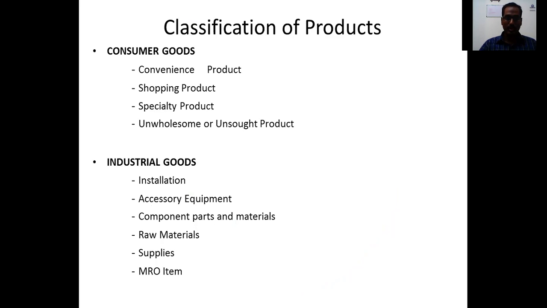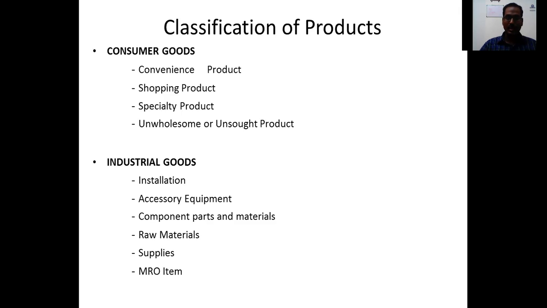Under the consumer, there is a separate classification. Under consumer, it is called a convenience product, shopping product, specialty product, and unsought products. So four categories are under the consumer goods. And then we have the industrial ones. Industrial means all these products will be used for commercial purposes, for other businesses. That includes installation, accessory equipment, component parts and materials, raw materials, supplies, MRO items. So these six subcategories are under industrial goods.